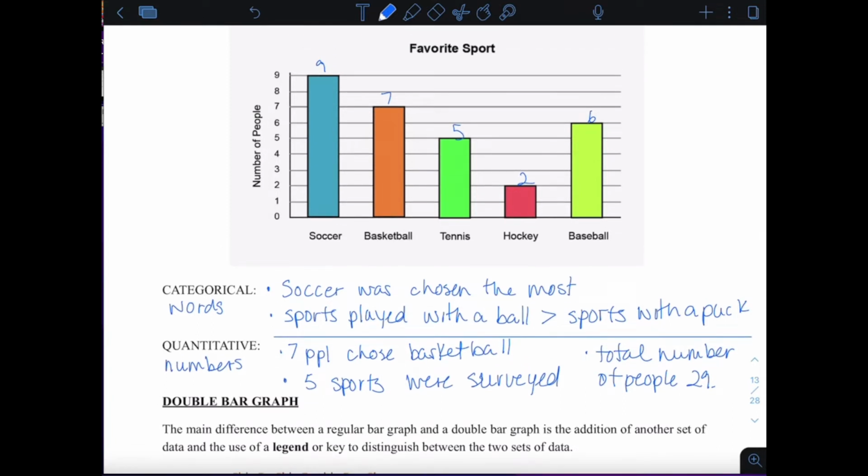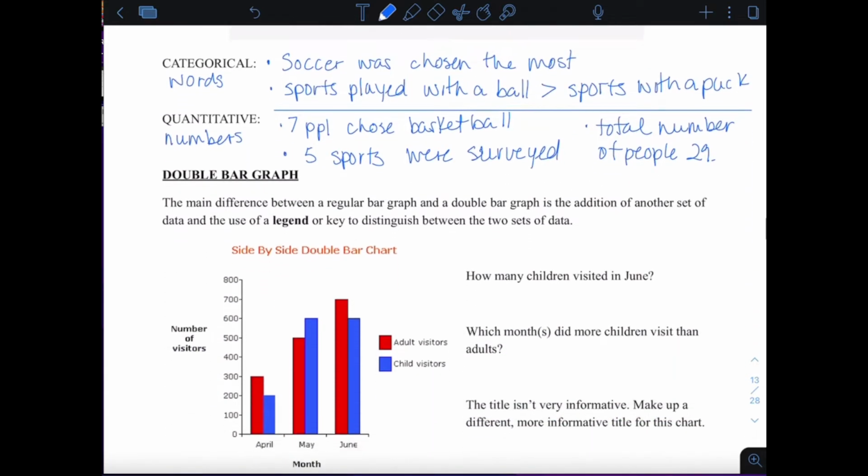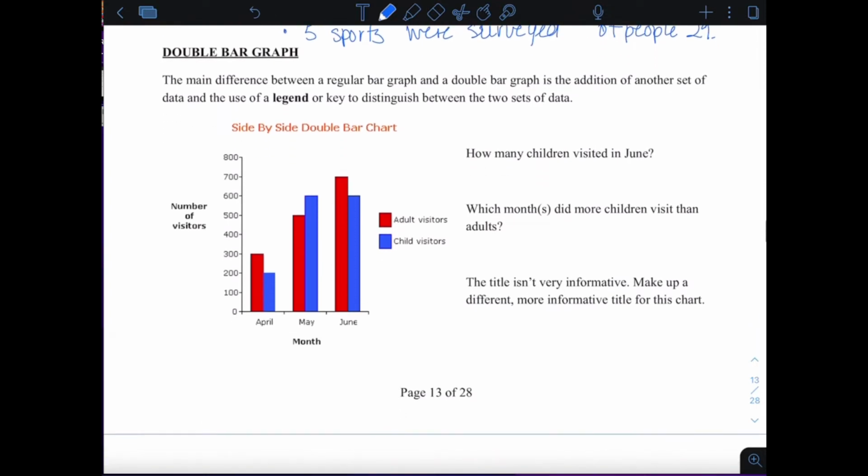Okay? And I will say that this would be considered a good graph. It's very obvious what the question was. It was very obvious what the answers were and how many people answered the question. And it doesn't seem to me like a biased question either. Okay, what about a double bar graph? So again, this is a nice way to present your data if you're comparing quantities.